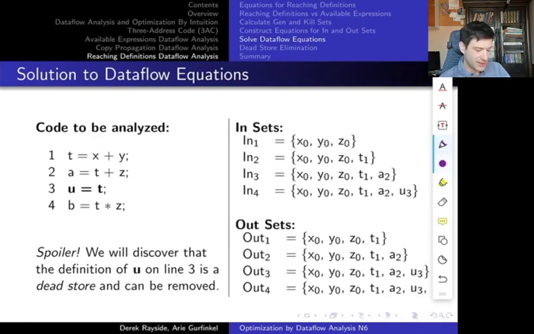Basically, as this code runs, more and more definitions are reached. Eventually, whenever we get to in4, x0, y0, z0, which were initially there, together with t1, a2, and u3, are all reachable here. Okay? Meaning that there is at least one execution on which the value of the corresponding variable comes from a definition at a corresponding line.